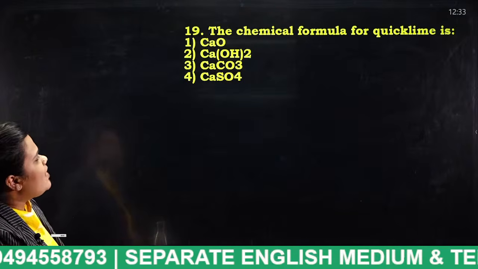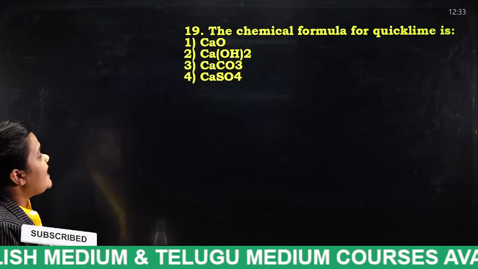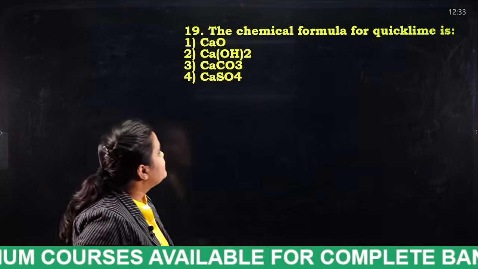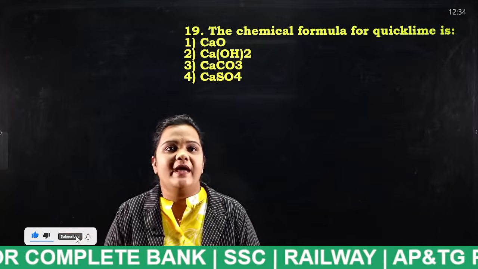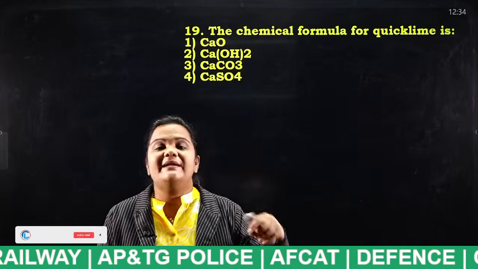The chemical formula for quicklime is: calcium oxide, calcium hydroxide, calcium carbonate, or calcium sulfate. So tell me, students, what is the answer for this question?